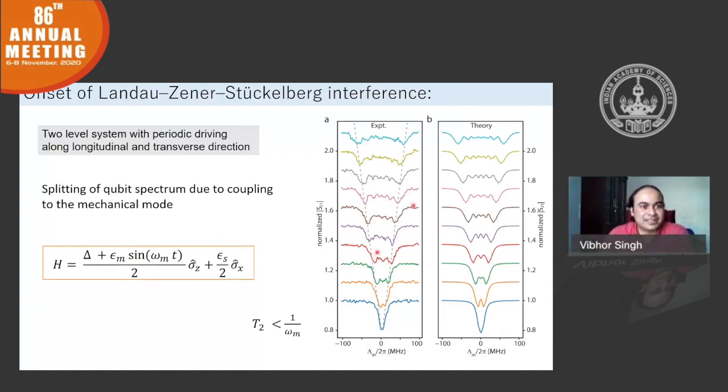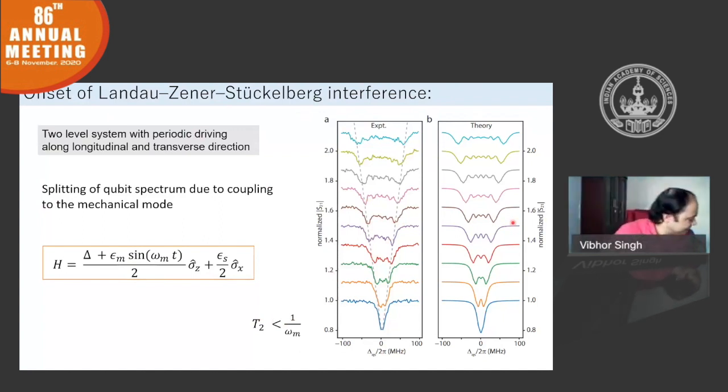The effect is known as the Landau-Zener effect when you drive a two-level system simultaneously along the transverse and longitudinal directions. As the system undergoes many avoided crossing regions, it accumulates a Stückelberg phase, which results in these interference fringes. In our experiment, these fringes are not very sharp because the T2 time was smaller than the time period of the mechanical oscillation. But if we can improve the T2 time, these fringes should become much sharper. Nonetheless, the theory captures them quite beautifully.